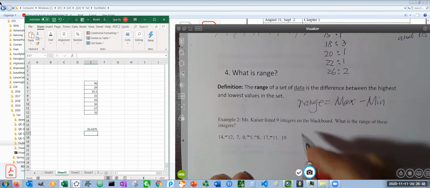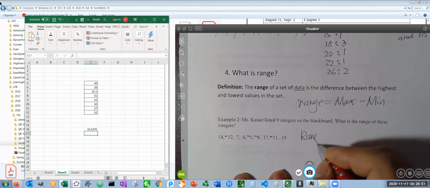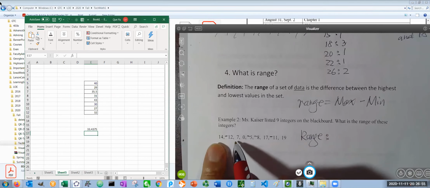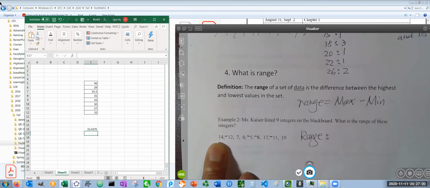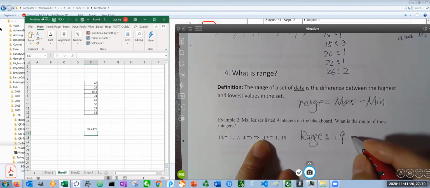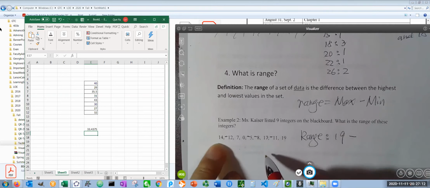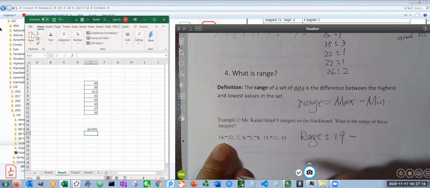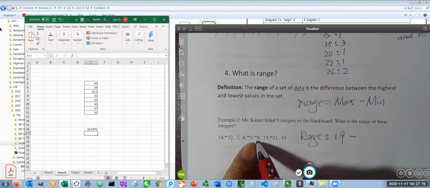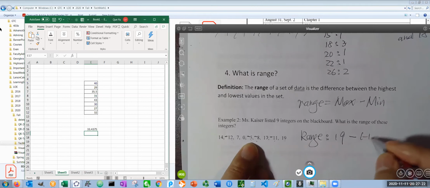Now, range is maximum minus minimum. So we look at which one is highest, that's 14. When you have negative numbers, you only look at the positive numbers for the highest, because positive is always bigger than negative. 14, 7, 14 is high, this one is higher, 19 is even higher. So 19 is the maximum. Minus the minimum: only look at negative numbers, because any negative number is smaller than a positive number. Negative 12 is the lowest so far, still lowest, still lowest. So negative 12 is the lowest.